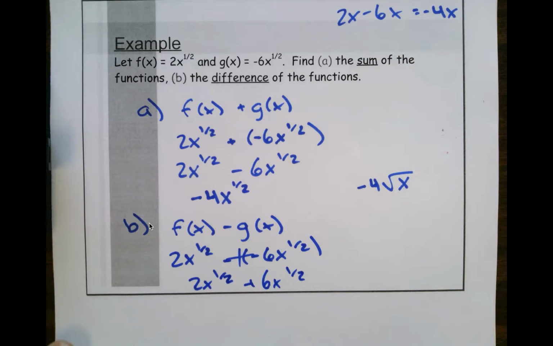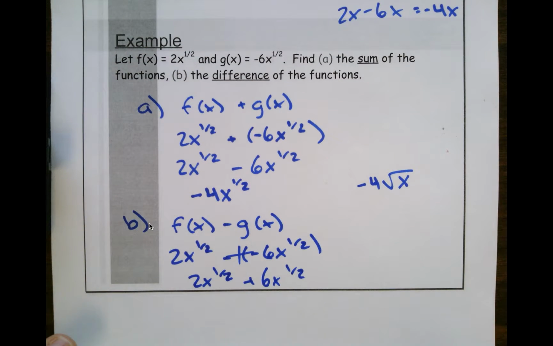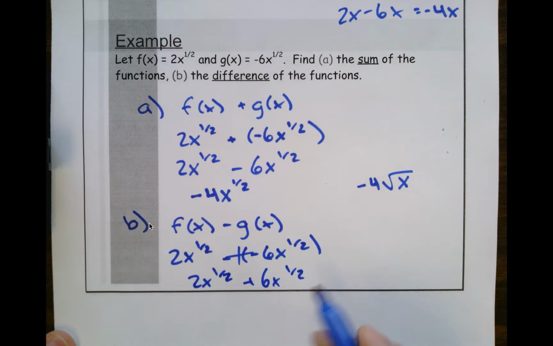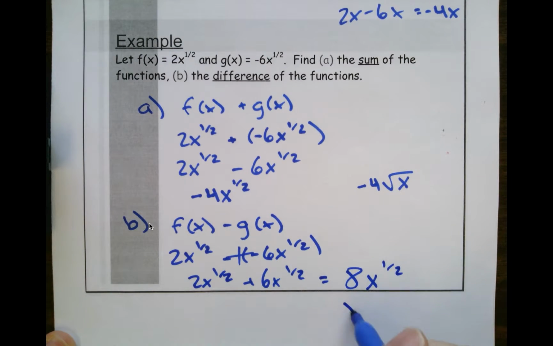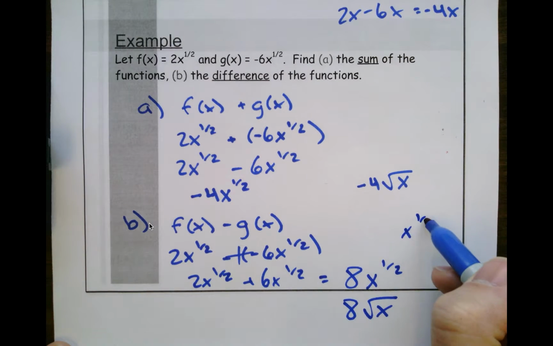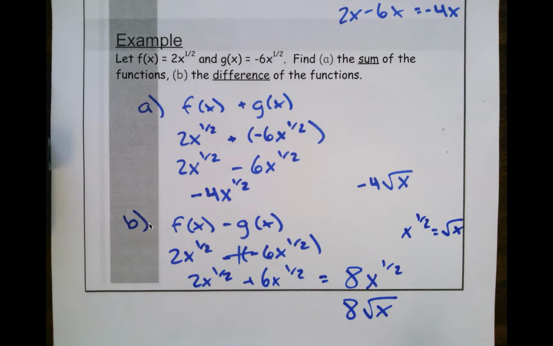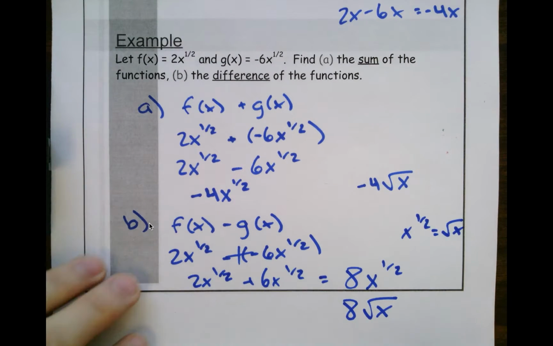And again, just like we did before, we would just add the coefficients. We have two things that are the same here, so we're combining the like terms. The 8x to the 1/2, you could also write that as 8 times the square root of x, because x to the 1/2 is the same exact thing as the square root of x. Nothing really different here, guys.